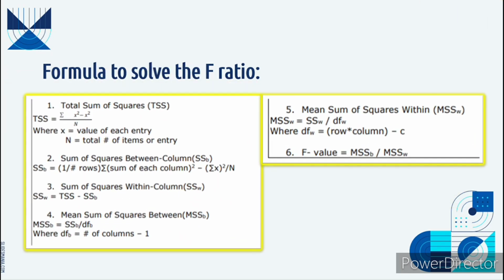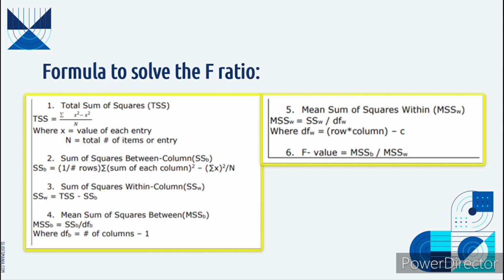Okay, first one is the total sum of squares or hahanapin natin si TSS. And this is equal to summation of x squared minus summation of x, squared, all over n. But parang may mali dyan, papakita natin yan mamaya dun sa written natin. Where x is the value of each entry and n is the total number of items or entries. And second is the sum of squares between columns or SSB.